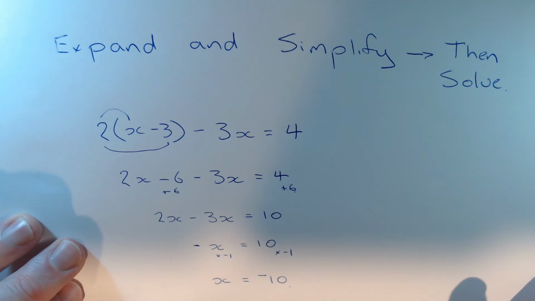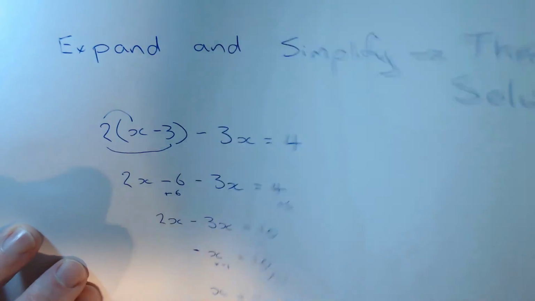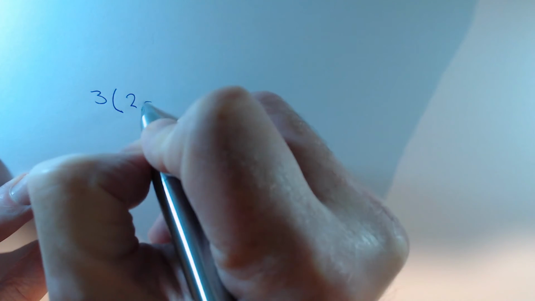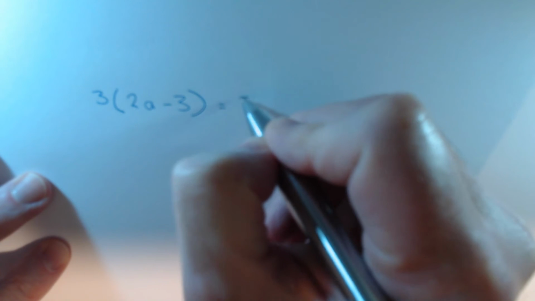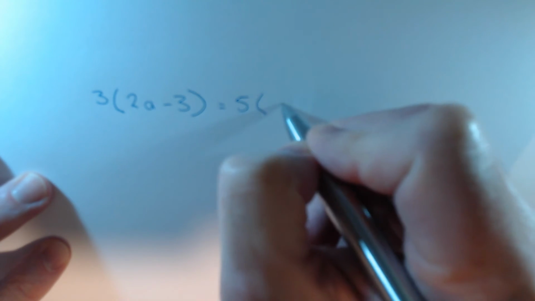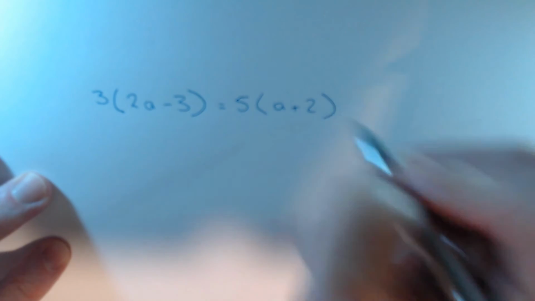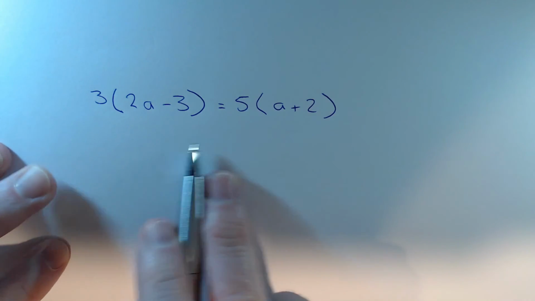I'll do another example as well. Let's do an example where we have brackets on both sides of our equation. These are just like the questions that you're finding in exercise 2E. Let's find one where we've got brackets on both sides. We're going to have a go at 3 times (2a minus 3) is equal to 5 times (a plus 2). So our first step is to expand the brackets.